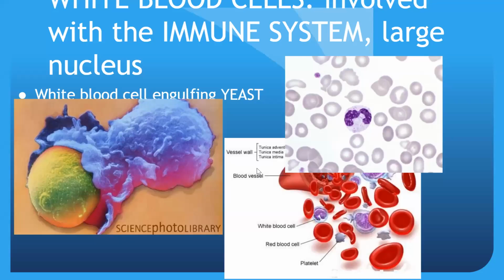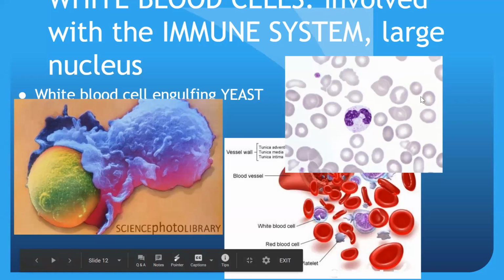White blood cells are involved with the immune system. They're specialized for fighting infection. White blood cells actually have a large nucleus, so they're actually the exact opposite of a red blood cell. Look at that large nucleus. Look at this large purple dense area. That's a nucleus. Look at this large purple dense area in this picture. That's a nucleus.